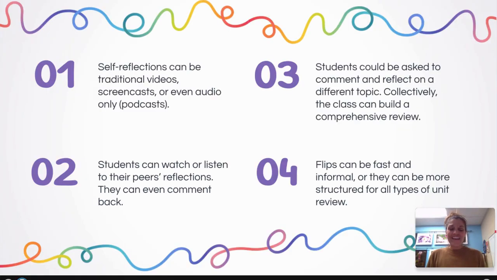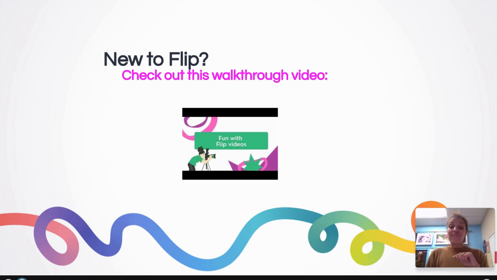Other things to take a look at when it comes to Flip, they're great for self-reflections. Students can watch other students. You can also do pen pals or Flipgrid friends, and you can make connections with different classrooms throughout the country, even in different countries as well. The other thing you can do is comment and give feedback. And Flips are fast. They can be informal, and they can be a lot of fun too. If you're new to Flip, if you love a walkthrough video, you can watch this video. It goes into a lot of detail on how to use this tool.